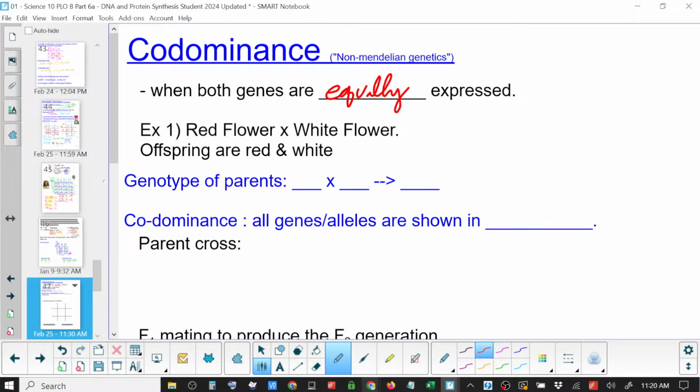So instead of having pink flowers, if you have a red flower and a white flower, the offspring are red and white. So you see stripes or dots or different petals will have different colors. You have white petals and red petals. The genotypes of parents will look very similar. Let's go R, white, white, and you get R, white. All genes are shown in uppercase.